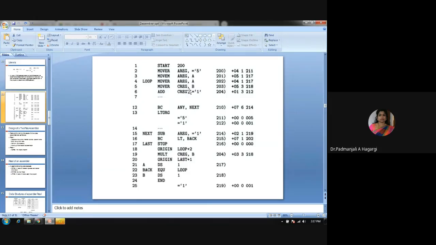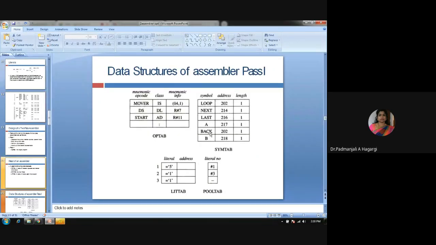So with the complete information of the data structures, of the opcode value and the symbol table, by the help of the symbol table and the literal table, the synthesis of the program will start.